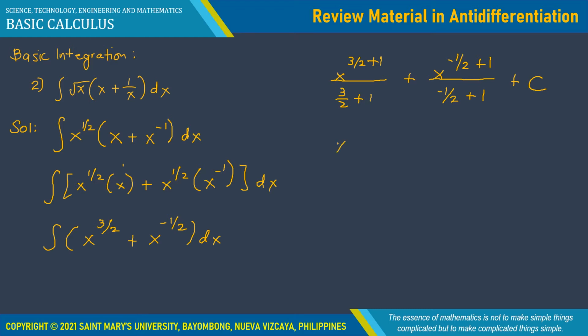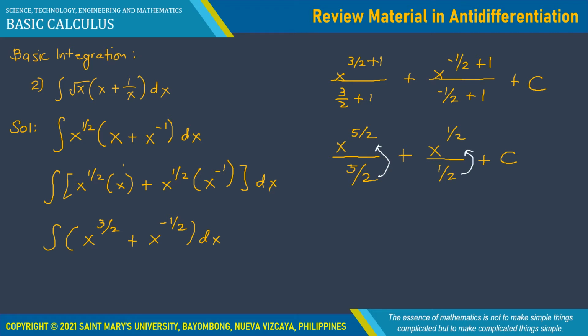So, we have x, 3 over 2 plus 1 is equal to 5 over 2. So, syempre, yung nasa baba, 5 over 2 din. Plus x, negative 1/2 plus 1, so 1/2. So, simple lang yon, 1/2 plus c. So, kapag dinivide natin to, ang mangyayari lang, yung 2, magiging coefficient ni 2x, ni x to the 5 over 2, then ang denominator ay 5. So, kumbaga, itong 2, pupunta mo lang doon. Same with this.